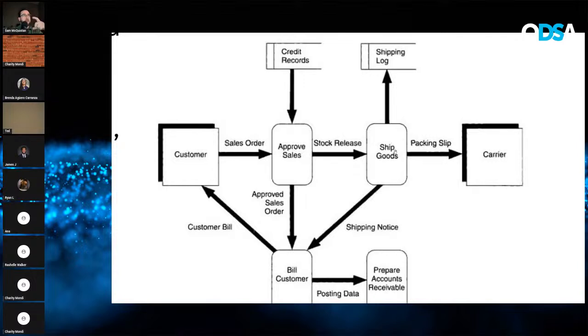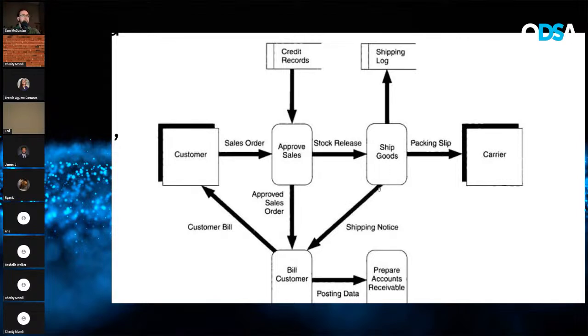When that item gets shipped, we then write the shipment to our shipping log table, and then that item also gets a packing slip and goes to the carrier. And we know what the carrier's name is. We know a lot of information about them, and we know that this particular order is being fulfilled by this carrier.